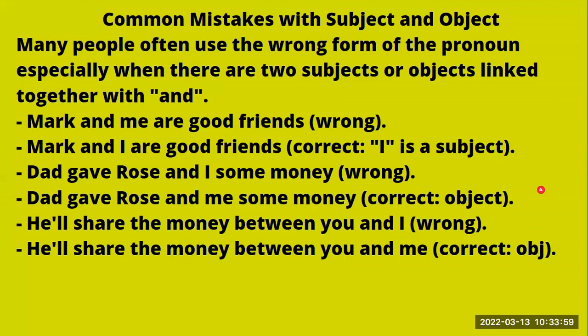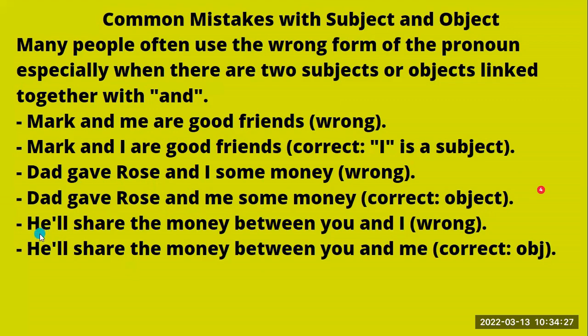Dad gave Rose and I some money. It is wrong because I cannot function as an object in a sentence. So the correct thing is Dad gave Rose and me some money, because if you remove Rose and, what you have is Dad gave me some money, which is absolutely correct because me is the objective form and can be used as an object in a sentence.